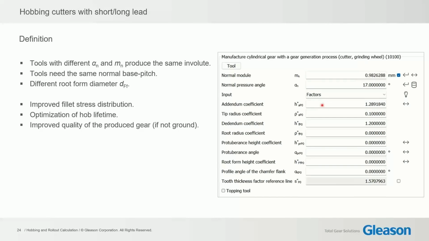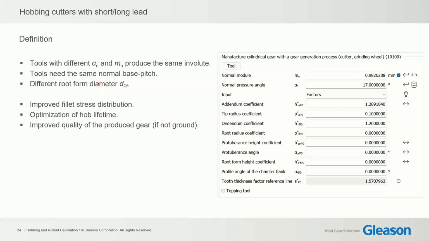Briefly about the long and short lead tools. So theoretically, 2 tools with different pressure angle and normal module can produce the same involute. In order to do that, they need to have the same normal base pitch, and as a result, the involute part or the tooth thickness is the same. It will just have a different root form diameter, as we will see on the next slide.